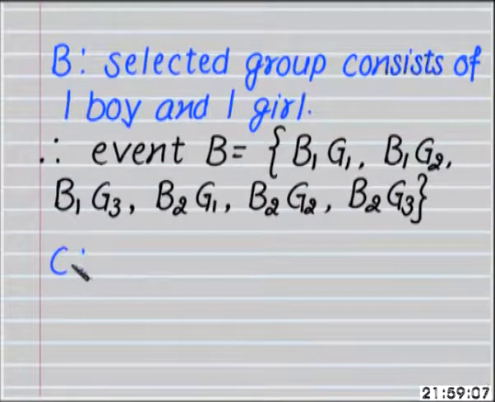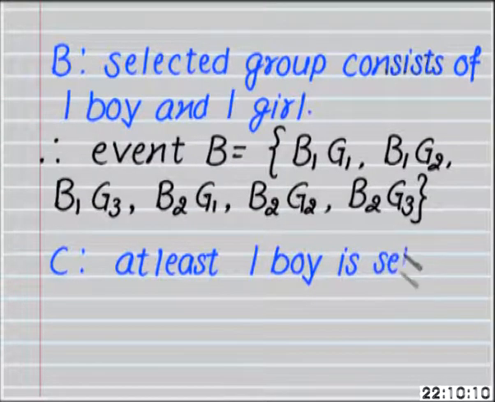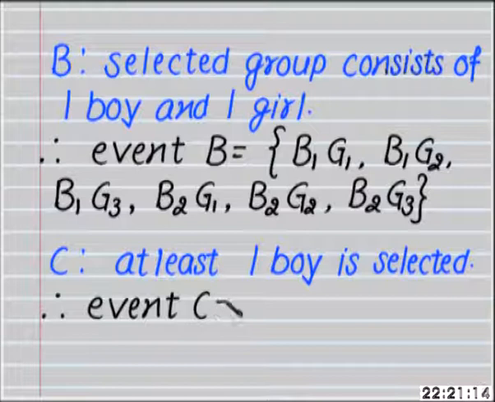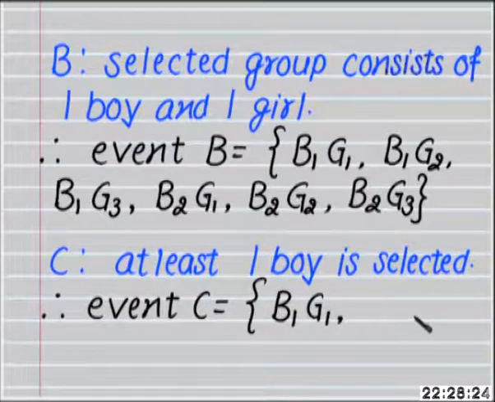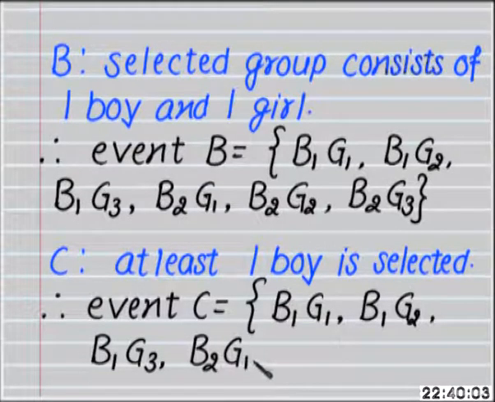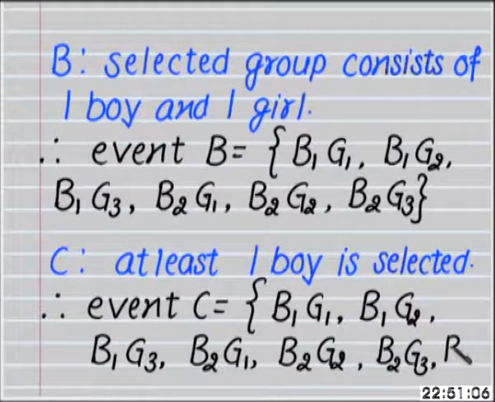Now for event C, such that at least one boy is selected, therefore event C is equal to the set containing outcomes as B1 G1, B1 G2, B1 G3, B2 G1, B2 G2, B2 G3 and B1 B2.